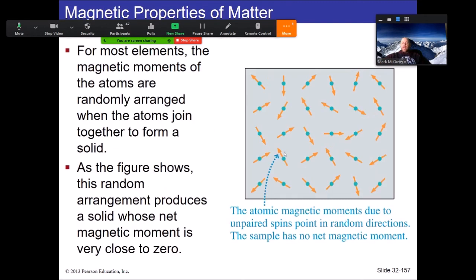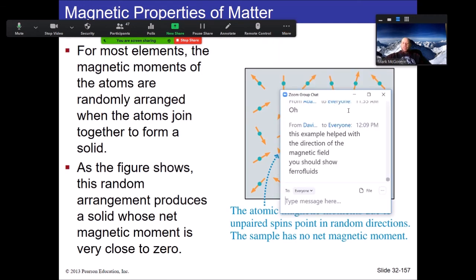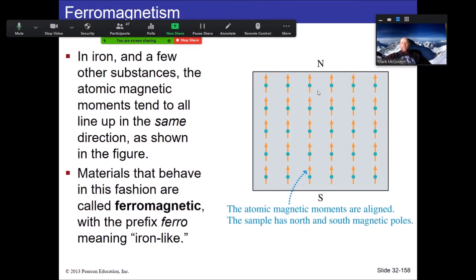In this example right here, you have randomly included dipole moments, and they're not going to be able to move. Even in the presence of a magnetic field, just the structure on the microscopic scale does not allow anything to move here. Ferrofluids are a good example of the opposite. In fact, all the stuff we're talking about here is called ferromagnetism. And ferromagnetism is magnetism produced by electron spins.